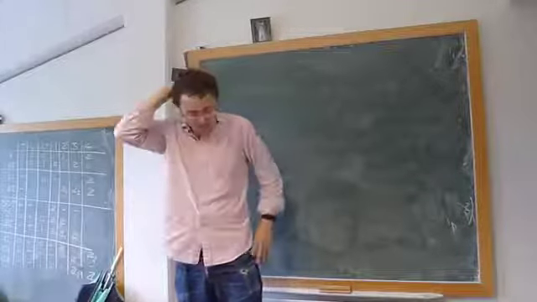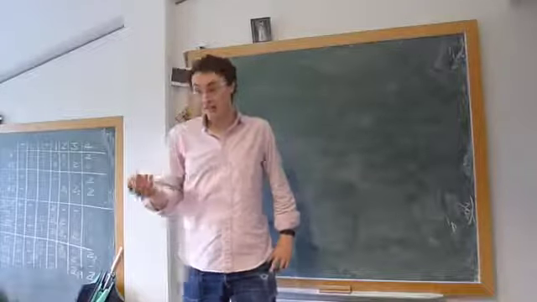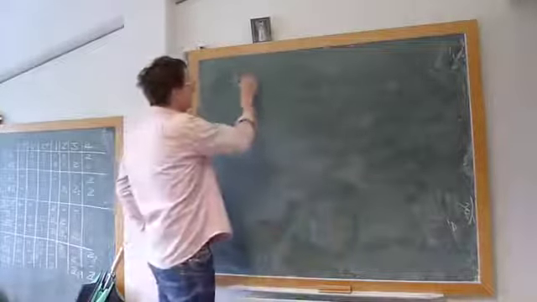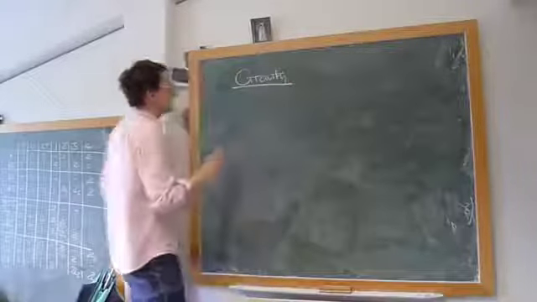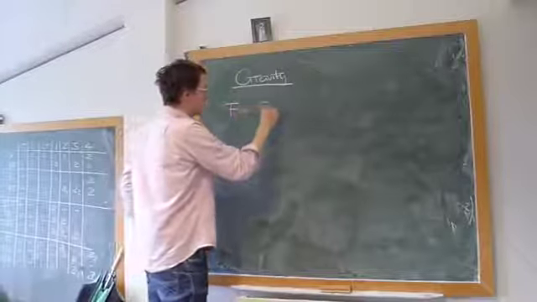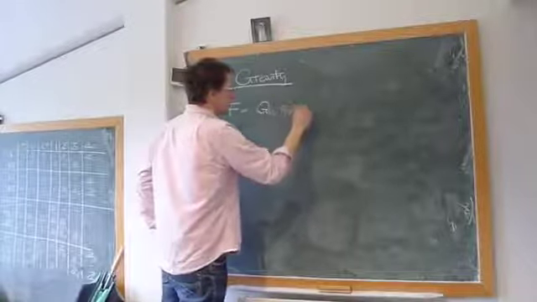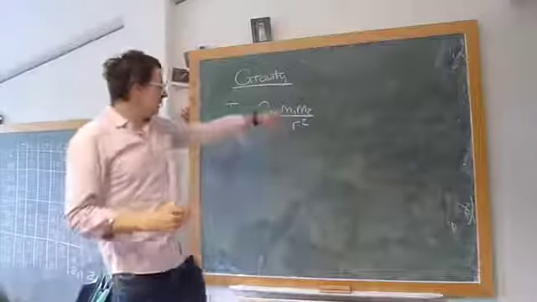Okay, so in 1686, Newton gave us a formula for gravity, which is the following. It's a formula for the force. So it's given by the following equation. And the equation is very simple to understand.